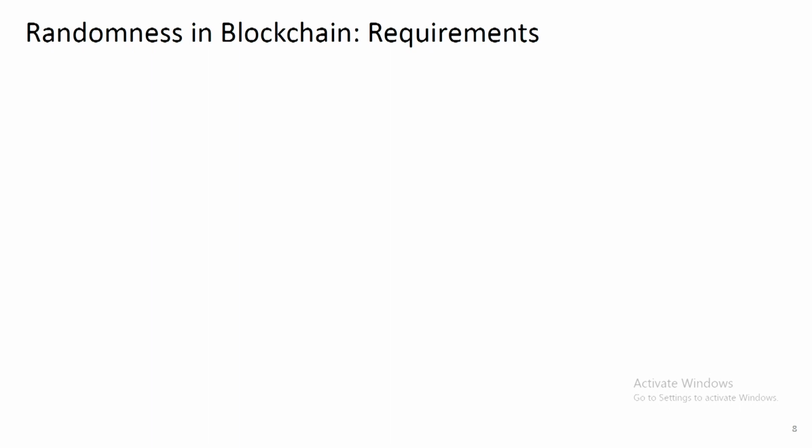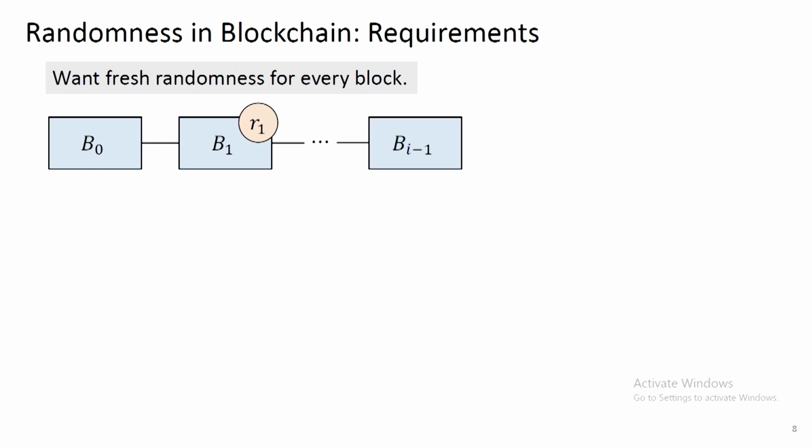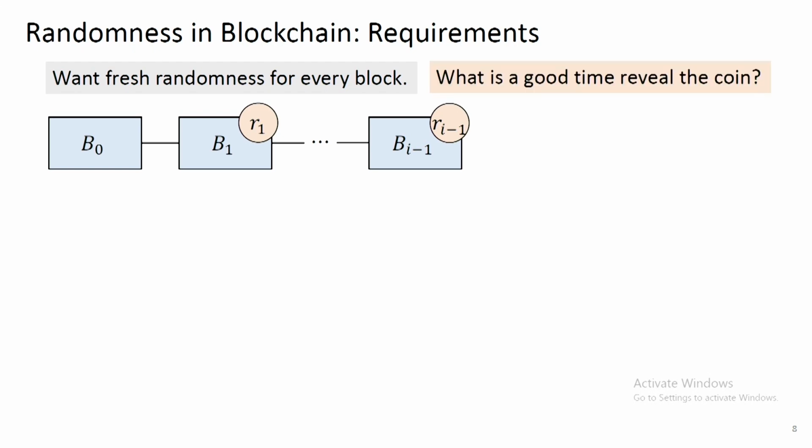What we want from randomness in blockchains is fresh randomness for every block. That's how we want to use randomness in blockchains. Let's say we have a blockchain running, then for every block, we want a fresh coin. For B1, we want R1. And when we generate another block, we want fresh randomness to be able to use it for all sorts of applications that I've described. But a crucial point is, what is a good time to reveal these random values?